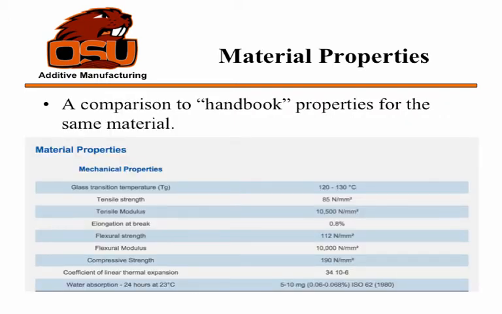So these are some of the book properties for epoxies. The tensile modulus is around 10,500 Newton per millimeter square, and the properties kind of match with what we get from additive manufacturing. So this is in newtons per millimeter square, not newtons per meter square.